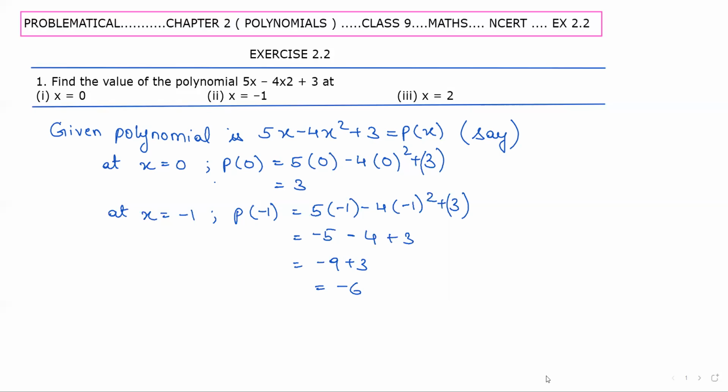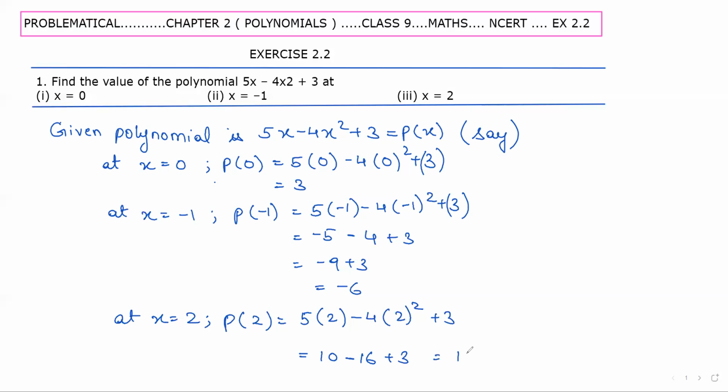Lastly, you have to find out the value at x is equals to 2. So at x is equals to 2, P of 2 will be equals to 5 into 2 minus 4 into 2 square plus 3. 5 into 2, 10 minus 4 into 2 square is 4. 4 into 4 is 16 plus 3. Addition first, this is 13 minus 16, which is equals to minus 3.